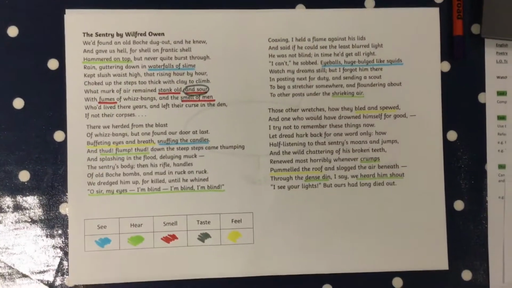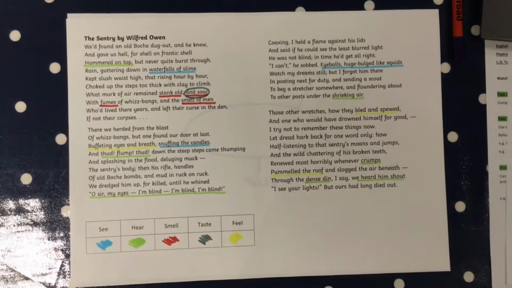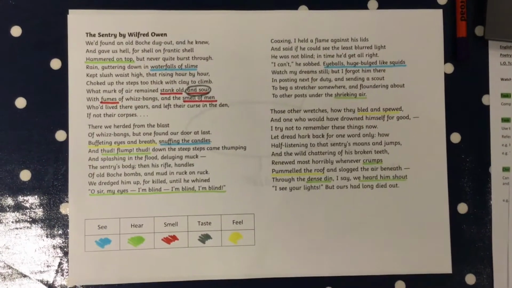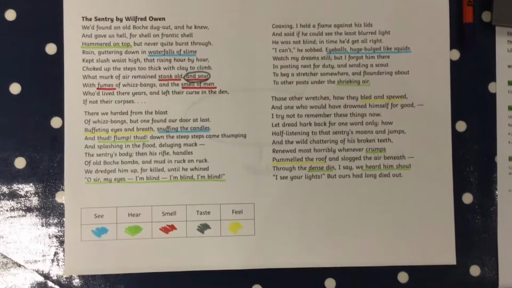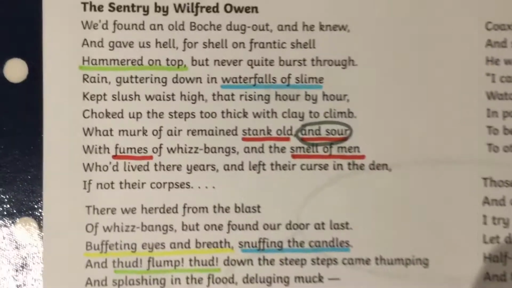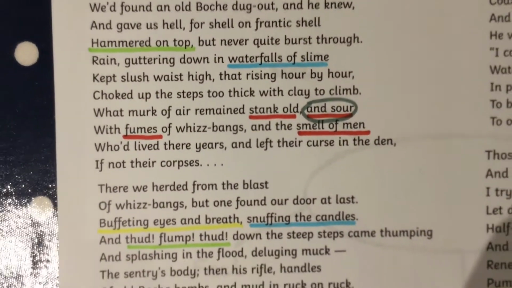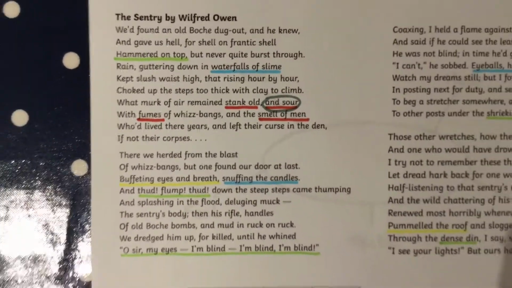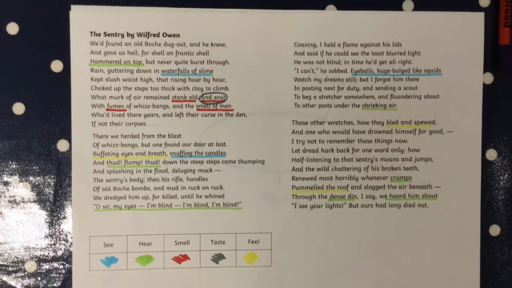So you've had time then to go through that poem and identify some examples of the senses being used to describe the battle. So I've highlighted a few examples here. Some of them will cross over into different senses as well. If you see in this stanza here, "what murk of air remained, stank old and sour." That could be both smell and taste. Sight is obviously one of the most common things. We could have highlighted lots in there.